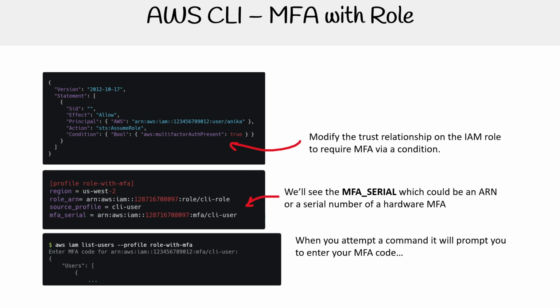So when you go and attempt to use the command, it's going to then prompt you for the MFA code. So here you can see I'm using the profile. It says enter MFA code for this particular user. And so, you know, in this case, this is a virtual one. So in my phone, I would have it there and I'd enter the 6 numbers in, and then I would get in there, okay?